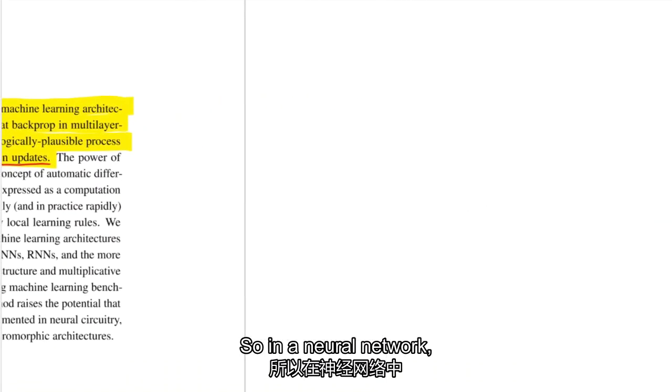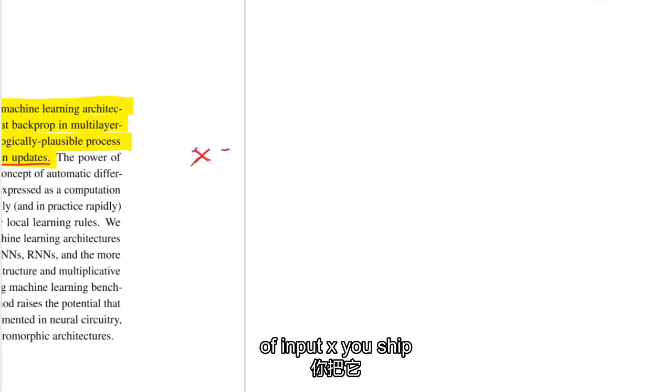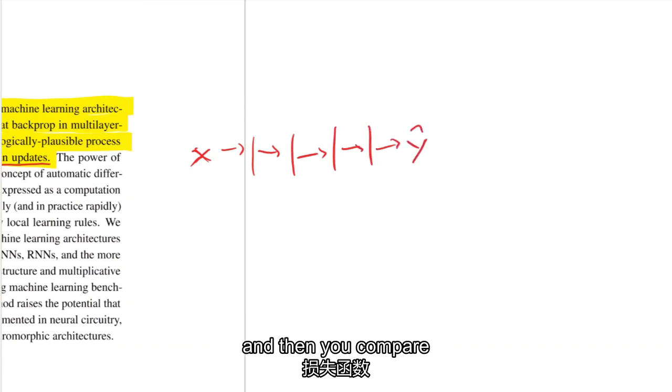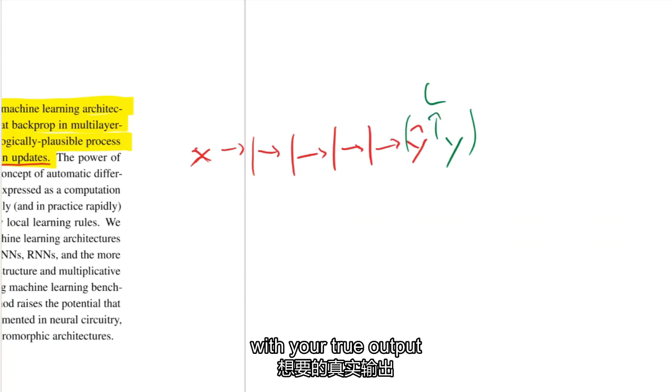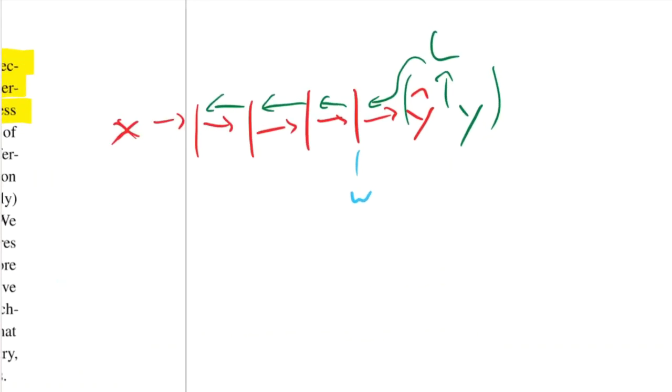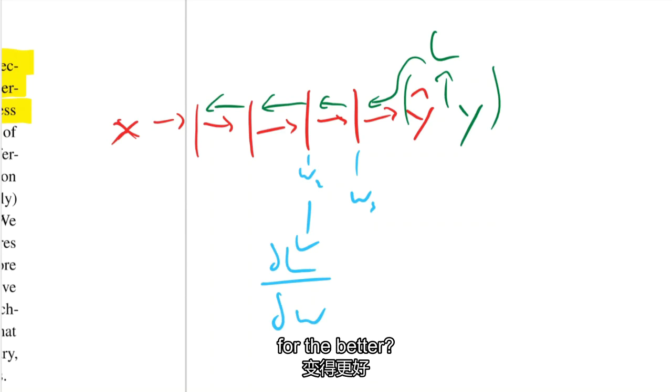So in a neural network, you have some sort of input X, and you ship it through many layers, and then you have an output Y hat, and then you compare that output using some kind of loss function with your true output that you want, and then there is this backwards phase right here. And in this backwards phase, you want to derive gradients for each of the layers' weights. So each of these layers has a weight associated with it. I'm not going into Greek letters again. So this is W3, W2 is here, and so on. So what you want to say is, how do I need to change W in order to change my loss for the better? So what you want is this gradient right here.